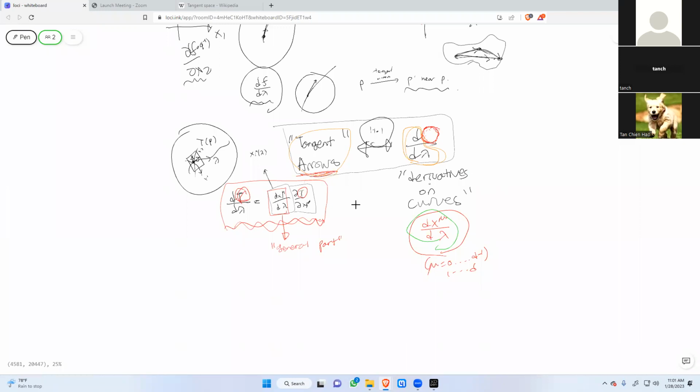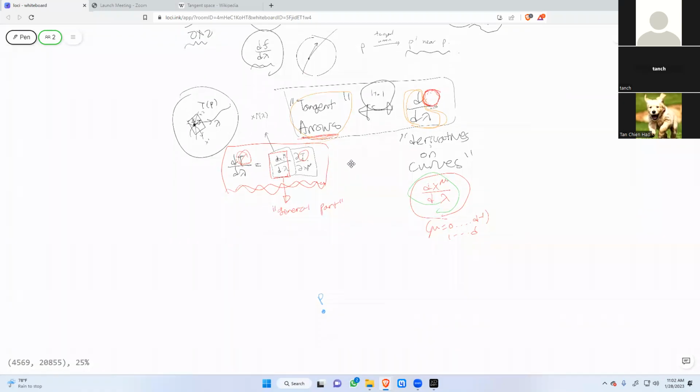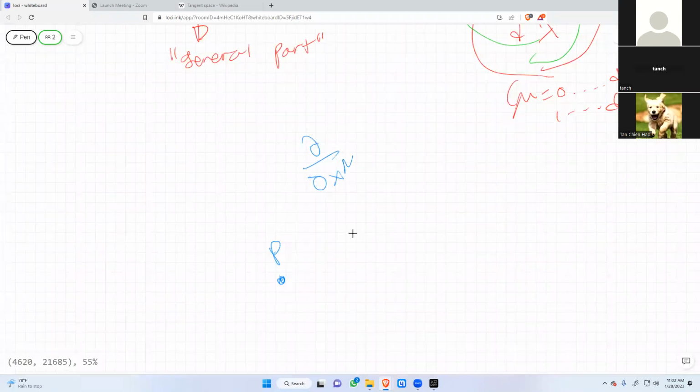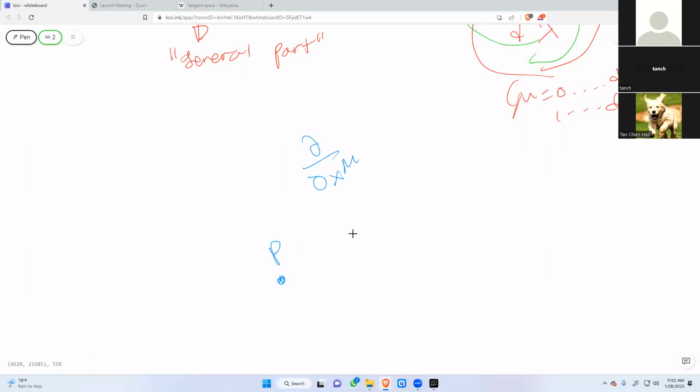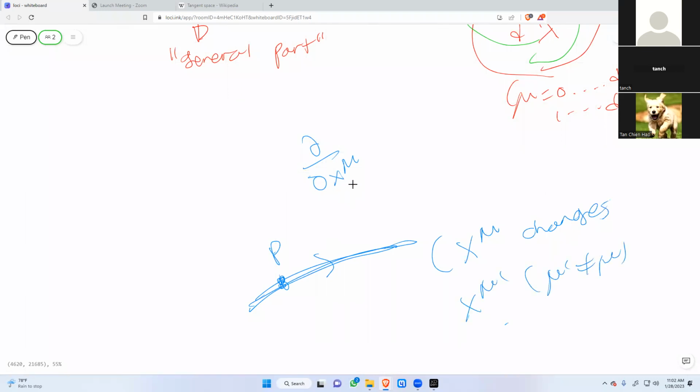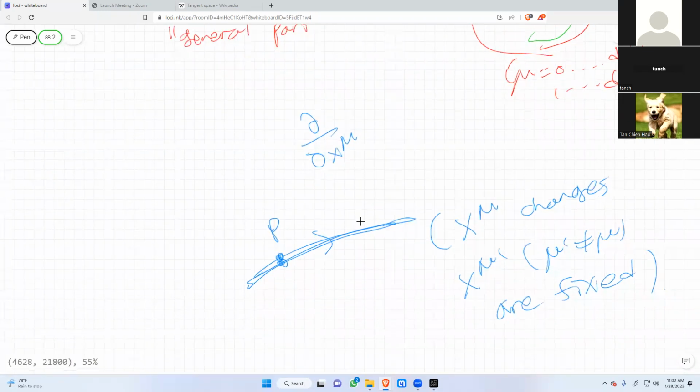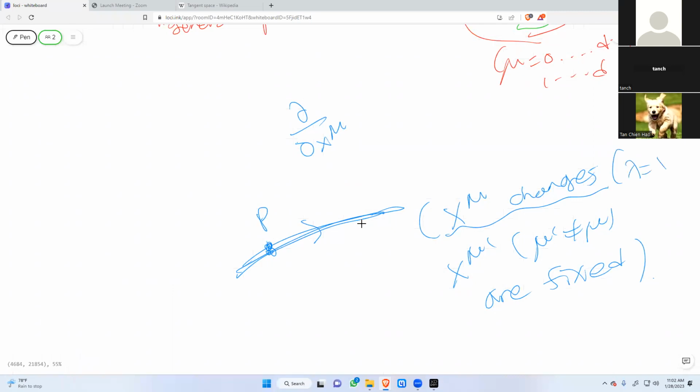But then you can notice that if you have a point P, the partial derivatives, partial x mu, correspond to the rate of change along a particular curve in which x mu is increasing, but the x mu prime, with mu prime not mu, are fixed. So it defines a particular curve. And if you define the curve as lambda equal to x mu in this case, then you can see that this is equal to d lambda for this particular choice of curve.